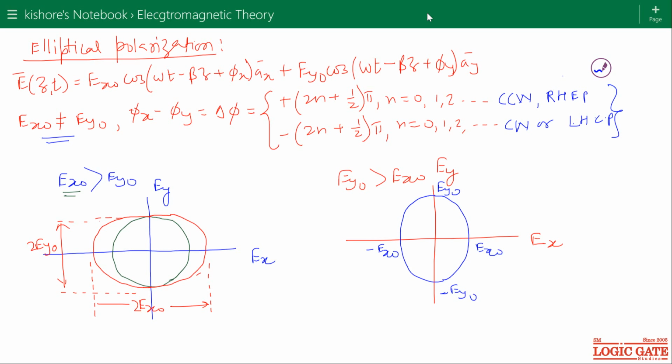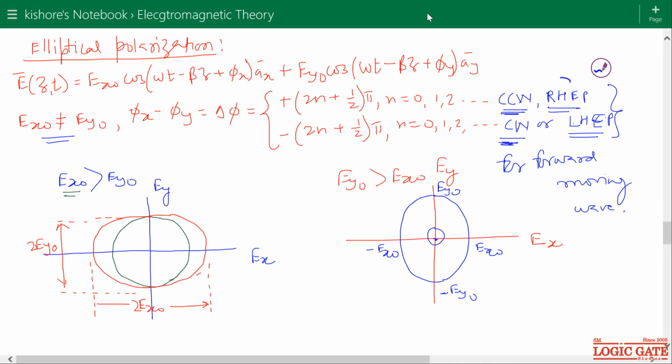If phase difference is pi by 2, 5 pi by 2, then it is counterclockwise or right hand elliptically polarized. If phase difference is minus pi by 2, minus 5 pi by 2, then it is clockwise or left hand elliptically polarized. Okay. For forward moving, z direction is normally outwards, or wave is propagating in plus z direction. If wave is propagating in minus z direction, then counterclockwise and clockwise will remain same, but in place of right hand elliptical polarization, this will be left hand, and for left hand this will be right hand elliptical polarization if wave is backward moving.